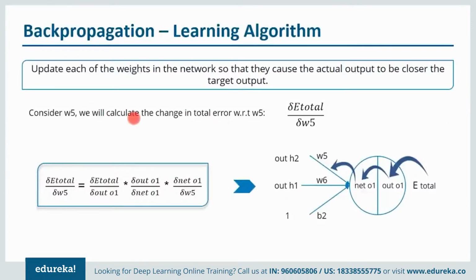Now what we're going to do, we're going to first calculate the change in total error with respect to any of the weights. We'll take W5 for example, just to show you. So we're going to calculate the change in the total error with respect to the weight W5. So we're going to apply the chain rule here. Using partial derivatives, we're going to calculate ∂E total by ∂out O1, into ∂out O1 by ∂net O1, and then ∂net O1 by ∂W5. As you can see from this particular example as well: change in E total with respect to out O1, change in out O1 with respect to net O1 and change in net O1 with respect to W5. We're going to multiply that and we're going to get this particular term.